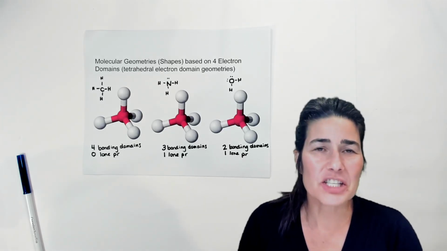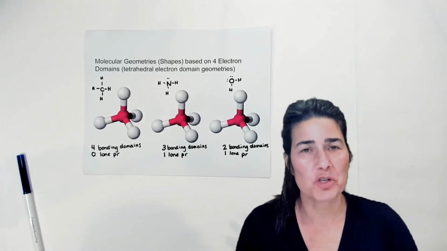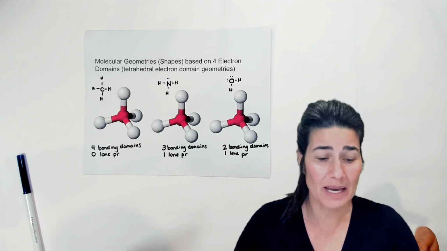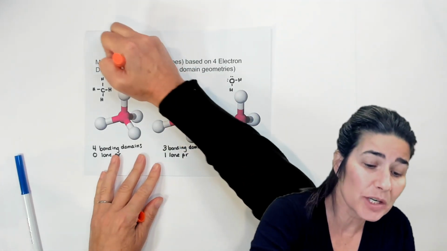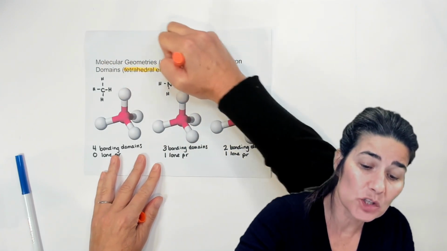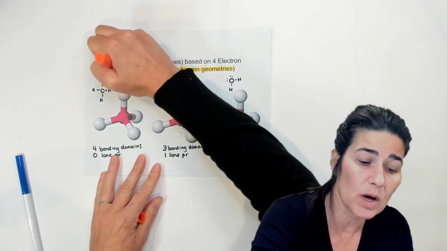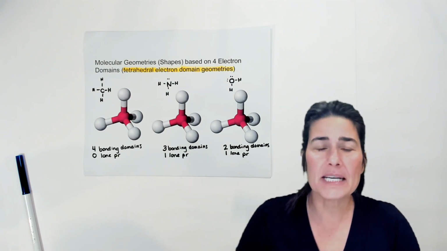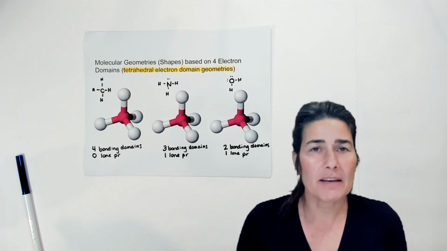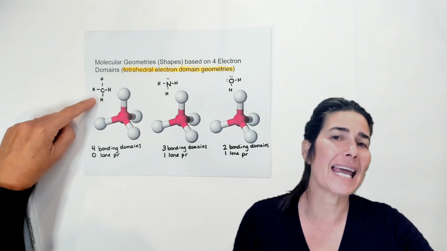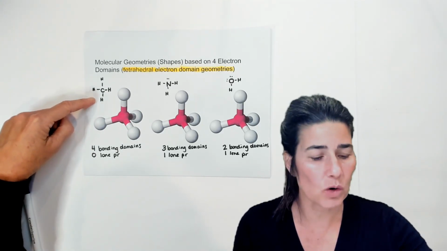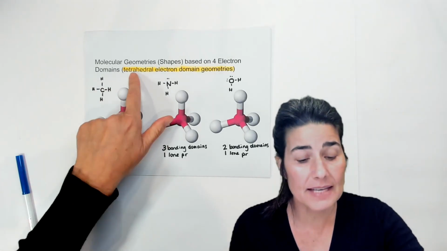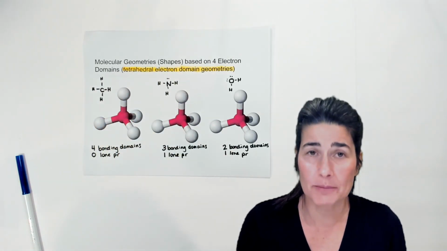All right, let's look at the molecular geometries that are based on 4 electron domains, or tetrahedral electron domain geometries. What are the variations that can come off of it? So I've got 3 different examples here. In my first example, something like methane, CH4, we have 1, 2, 3, 4 domains. It is a tetrahedral electron domain geometry.